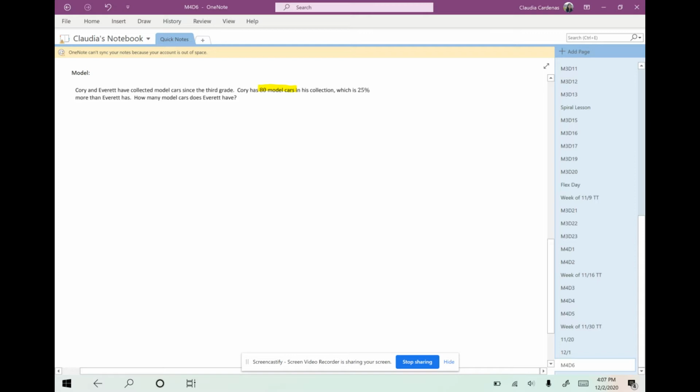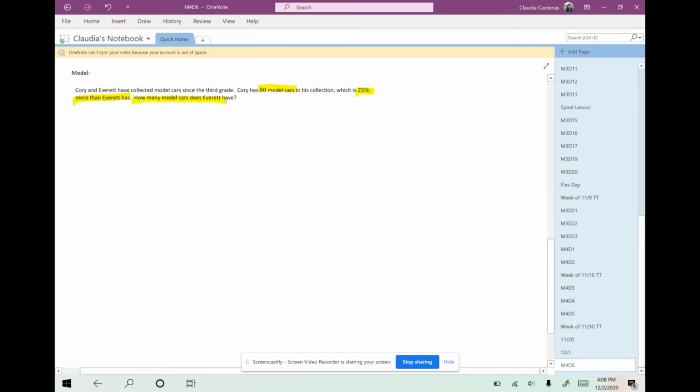Well, it sounds like it could be a total, but let's go ahead and continue reading to see if we can confirm that this actually is a total. It then says that this is 25% more than whatever Everett has. Well, that sounds like a percent, but it's also saying that it's 25% more than somebody else. So let's just go ahead and highlight that so we can come back to it in just a second.